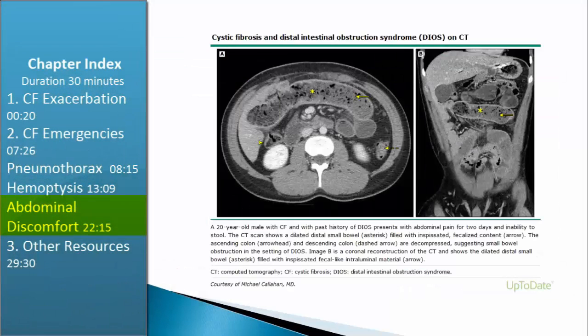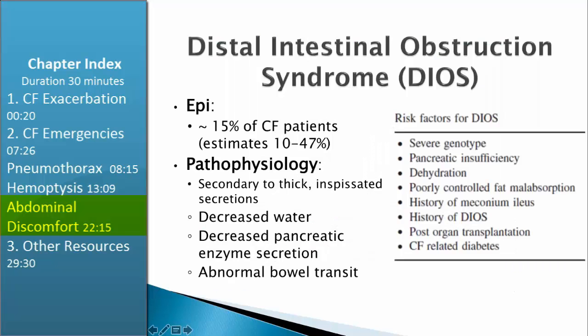This is what a CT scan would look like for distal intestinal obstruction syndrome. As you can see, there's dilated bowel with inspissated stool, and then the distal bowels are decompressed. So what is distal intestinal obstruction syndrome? It's actually pretty common in cystic fibrosis, and it can be somewhat of an emergency.